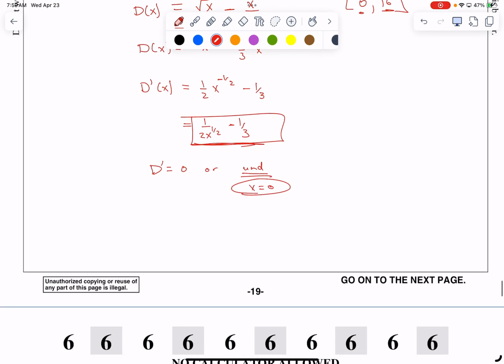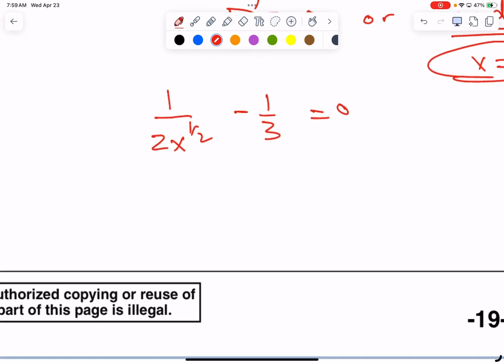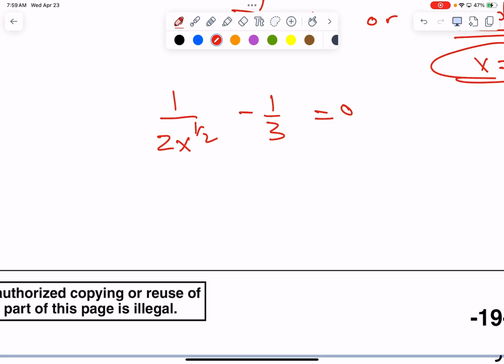So I'm going to take the derivative, set it equal to 0. So it's 1 over 2x to the 1/2 minus 1/3 is equal to 0. All right, solve that. How would you solve that? Bring the 1/3 over. So you have 1 over 2x to the 1/2 is equal to 1/3. What would you do next? Bring x to the top. Multiply by 2x to the 1/2. Yeah, I'd multiply by 2x to the 1/2, or you know what I'd do?